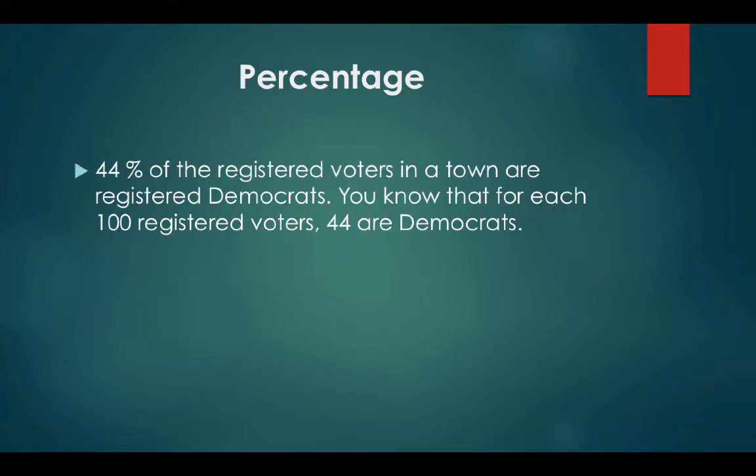So an example of percent or percentage. 44% of the registered voters in a town are registered Democrats. From that, you know that for every 100 registered voters, 44 are registered Democrat. Okay, so all you know is out of 100 people. So for every 100 registered voters, 44 of those are registered Democrat. You don't know what those other 66% or 66 voters are registered. You don't know anything about them. You only know that 44 are Democrat.